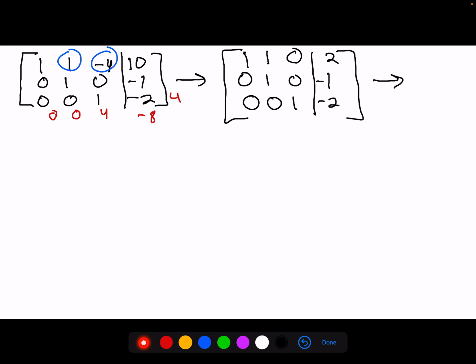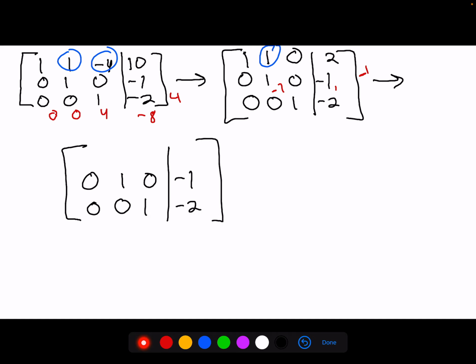All right, and then finally we need that 0 right here. So if we take the second row and just multiply by negative 1, so that we're using negative 1 here and positive 1 there. So second and third rows are staying the same.